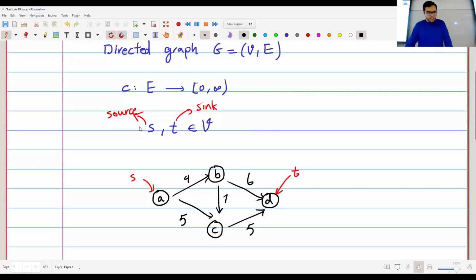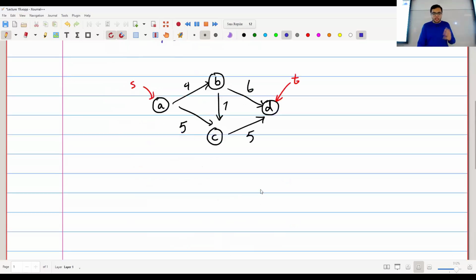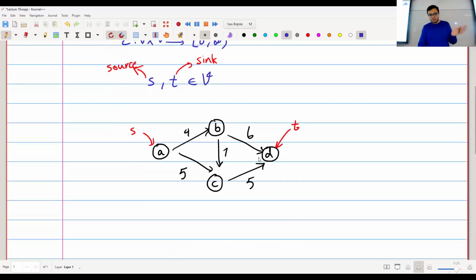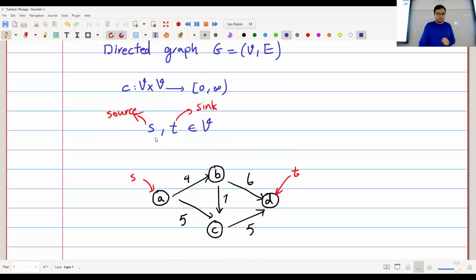Now, to make my life easier, I'm going to say that I don't just assign a capacity to every edge. I actually assign a capacity to every pair of vertices. So the idea is that if I don't have an edge, for example, from A to D, then the capacity is 0. Just think of it like that. Okay. So that for every pair of vertices, I can talk about the capacity.